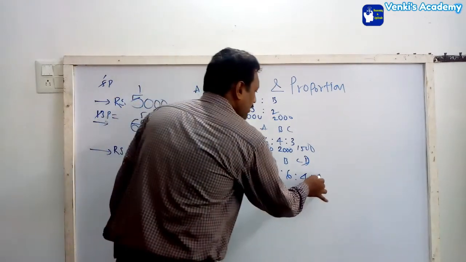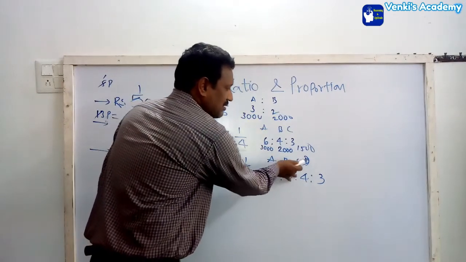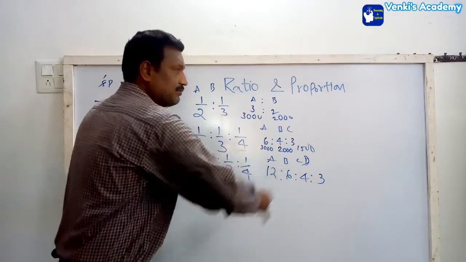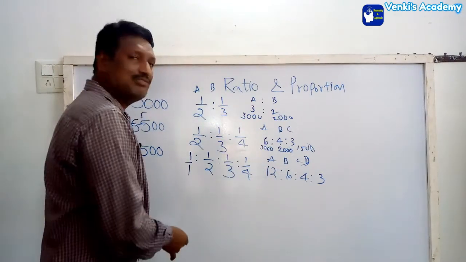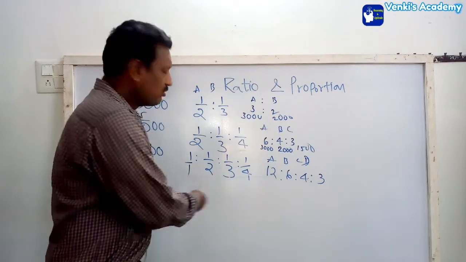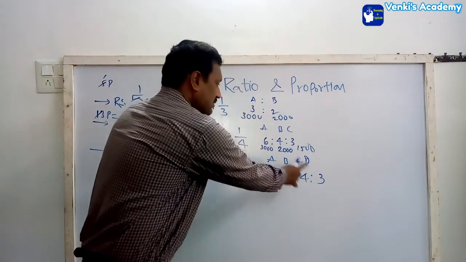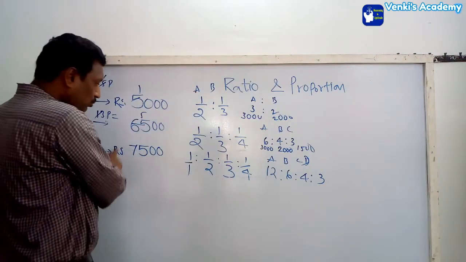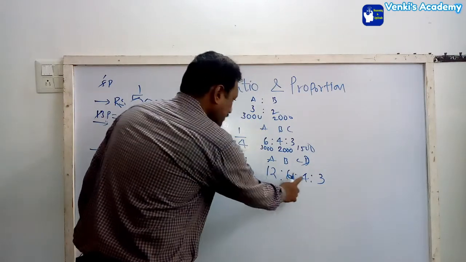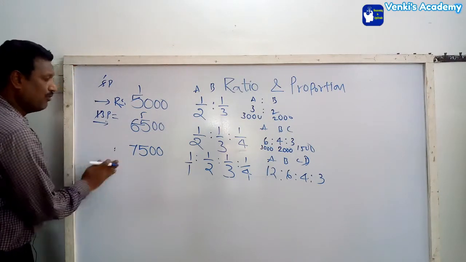3 into 1 is 3. Now see, A got 12 parts, B got 6 parts, C got 4 parts, D got 3 parts. So 12 is to 6 is to 4 is to 3. This is the ratio among the 4 persons A, B, C, D, where we have converted these fractions into integer form. Now we can distribute the amount of 7,500 among the 4 persons easily. See, this is the total amount. This total amount will be equal to total parts. Here 12 plus 6, 18 parts. 18 plus 4, 22, plus 3, 25 parts. So the total parts is 25 parts.